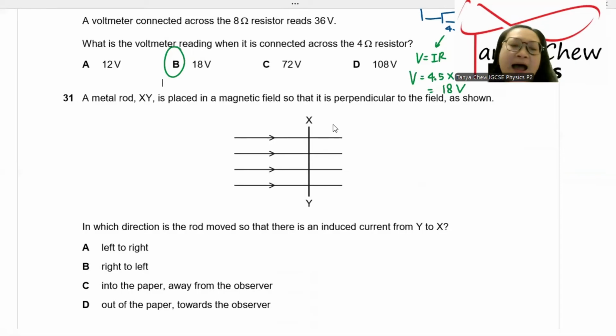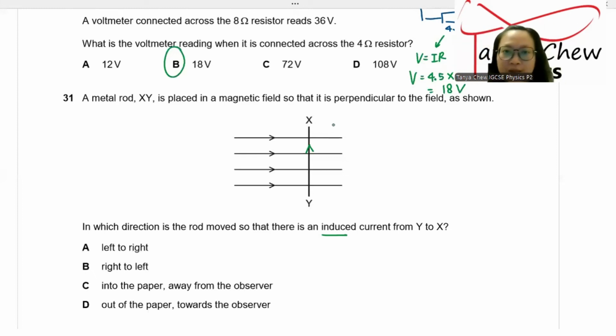Number 31, a metal rod XY is placed in the magnetic field so that it is perpendicular to the field as shown. In which direction is the rod moved so that there is an induced current flowing from Y to X? I want the induced current to flow. When you see the word induced, straight away use Fleming's right-hand rule.